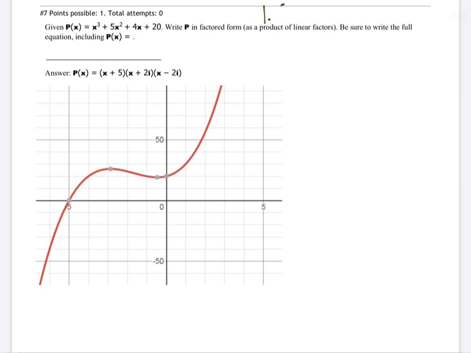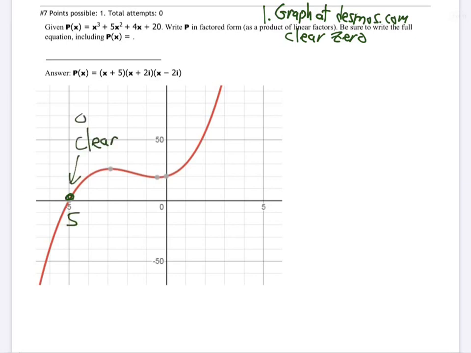Step 1 up here. You're going to have to graph it at Desmos.com. Find a clear 0. And you can see right there at 5, that's a clear 0, and in fact, it's the only clear real 0. It's the only place the graph hits the x-axis, and so therefore the other zeros are going to be imaginary. We can see that's true, huh? The other factors or zeros, same thing, are going to be imaginary.